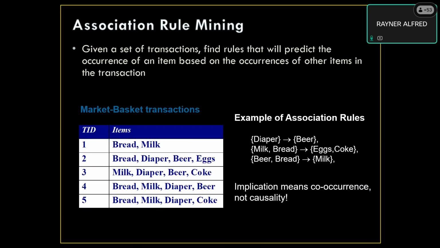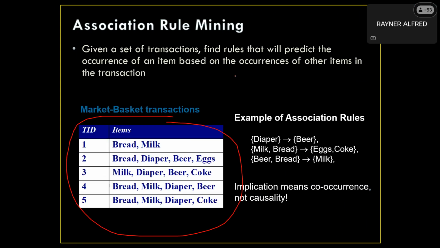Given a set of transactions listed here, we want to find rules that will predict the occurrence of an item based on the occurrence of other items in the transaction. In other words, we want to find these rules. For example, if we buy diaper, we also buy beer. If we buy milk and bread, we also buy eggs and Coke. And if we buy beer and bread, we buy milk.